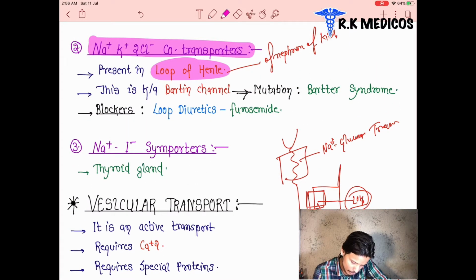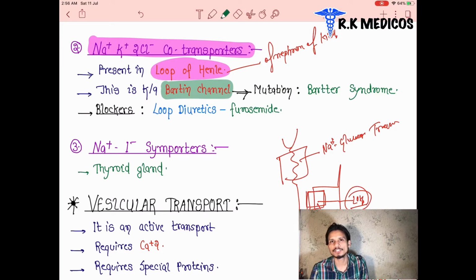transporter. We can see this is also called the Bartter channel. The Bartter channel is another name of it. Sodium potassium 2 chloride symporters or co-transporters. Where are these located? In the loop of Henle of the nephron of the kidney. These channels are also called Bartter channels, but when these symporters or co-transporters get mutated, the person develops a special type of syndrome. That one is called Bartter syndrome.